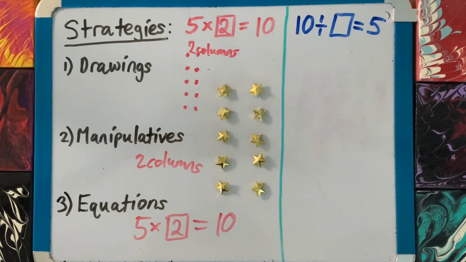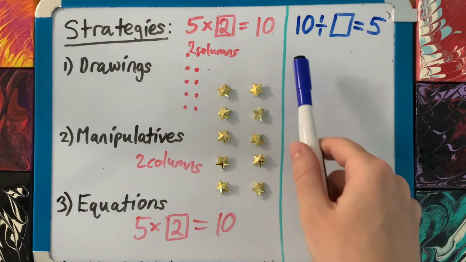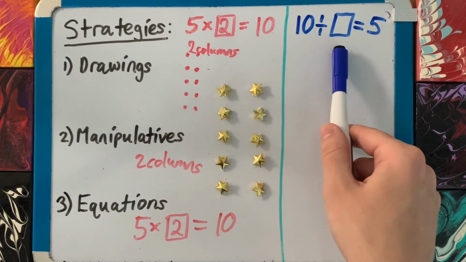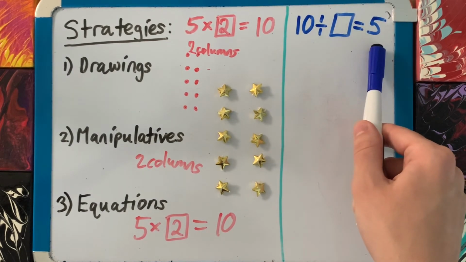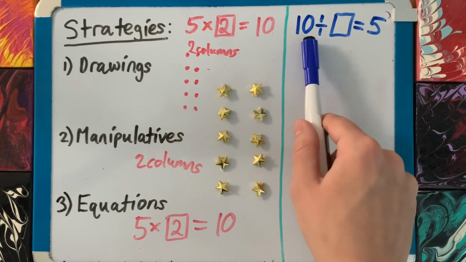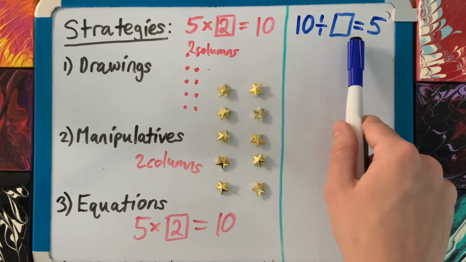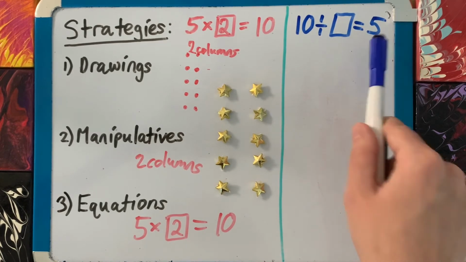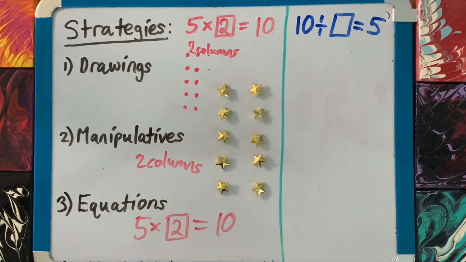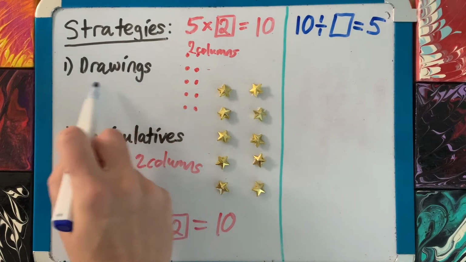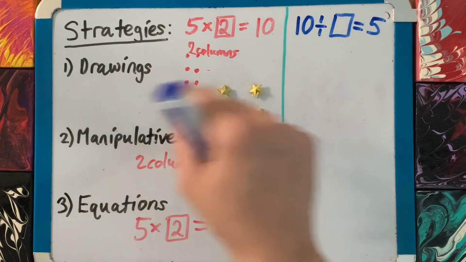So now let's try this from a division problem. So we've got 10 divided by blank equals 5. So we have a total of 10 divided into a number of groups to equal 5 in each group. All right, so let's start out with our drawings strategy. So we'll draw 10 dots on our piece of paper.